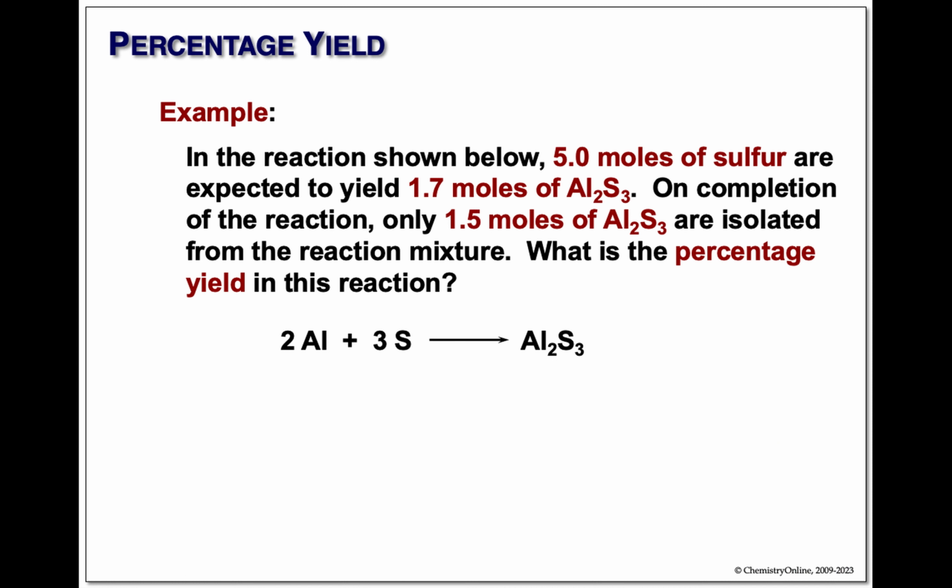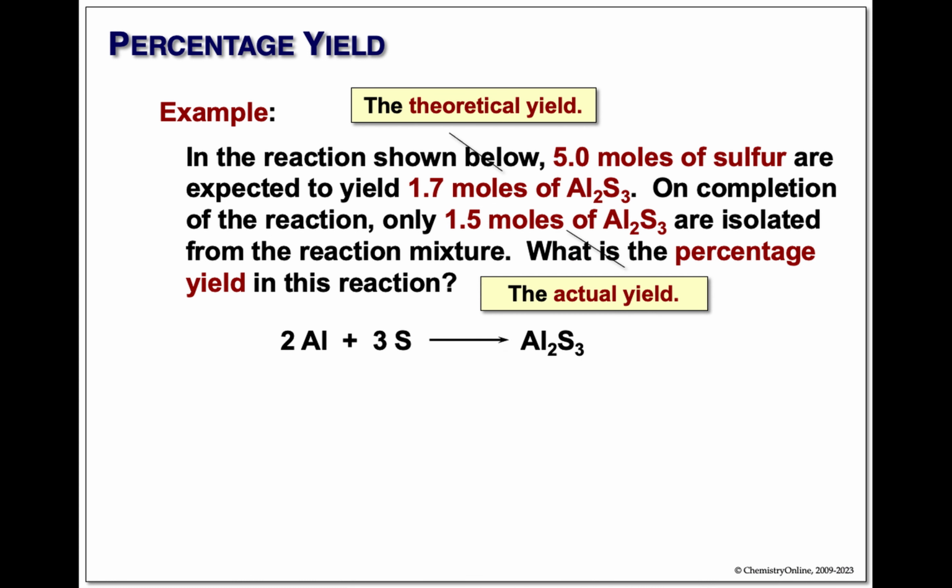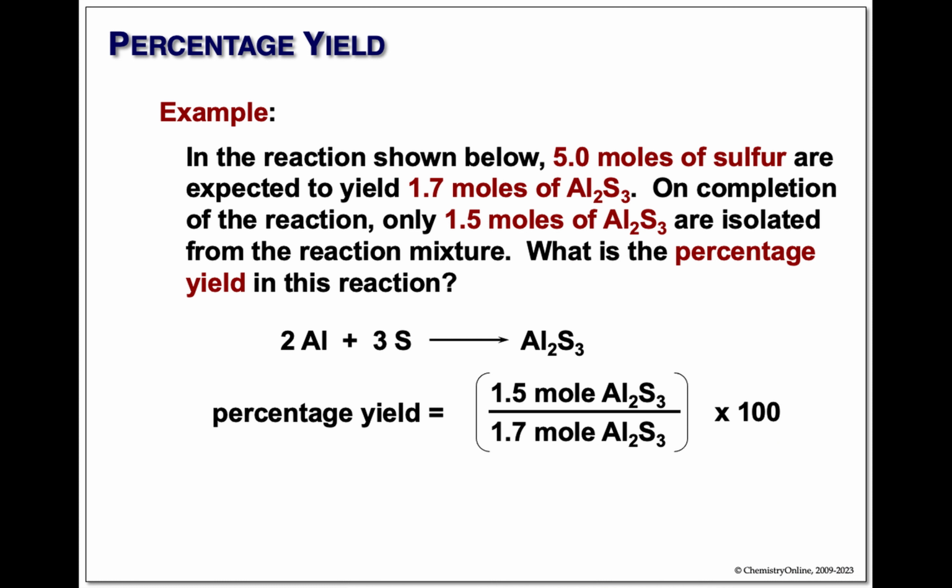Well, we have what we need here, don't we? This is our theoretical yield, this is the actual yield. All we have to do is take that ratio and multiply by 100. The ratio is 1.5 divided by 1.7. Calculate that, multiply it by 100. This is 88% yield.